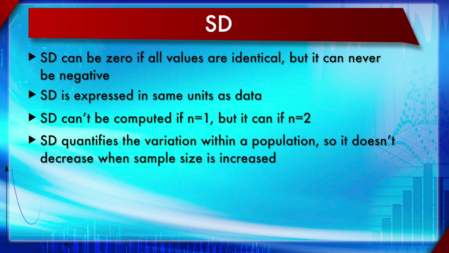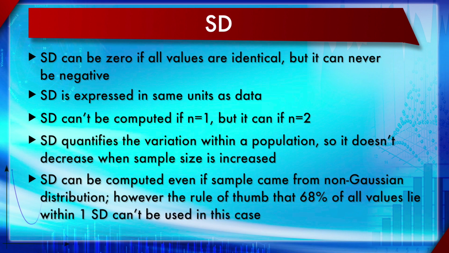So, standard deviation can be computed even if the sample came from a non-Gaussian distribution. However, the rule of thumb that 68% of all values lie within one standard deviation cannot be used in this case. And also it does not make sense, because standard deviation is a parametric statistical assessment method. Parametric means that it depends upon the distribution from which the sample came. The distribution dependent method, the parametric method.